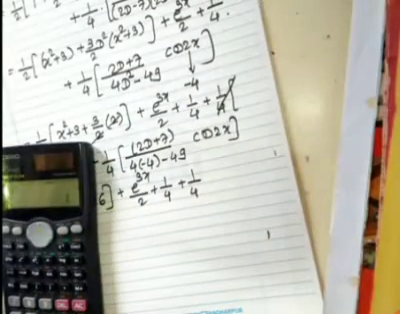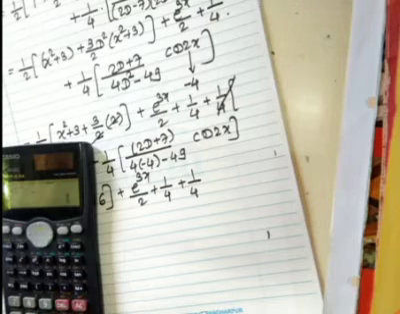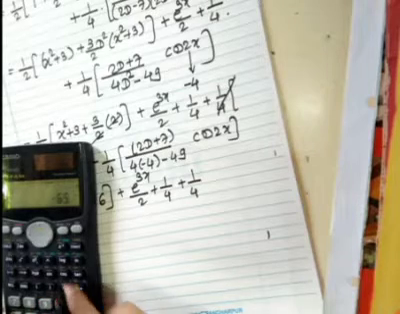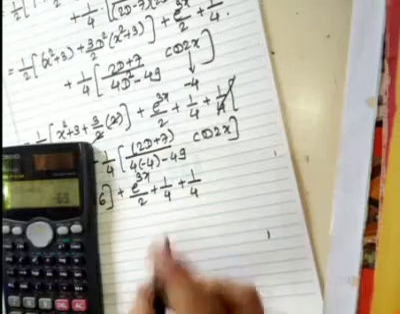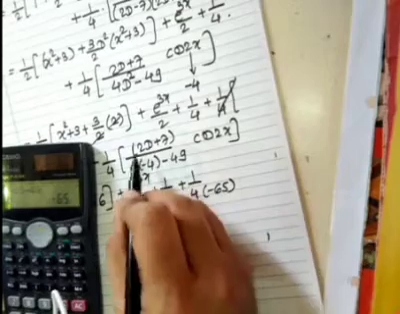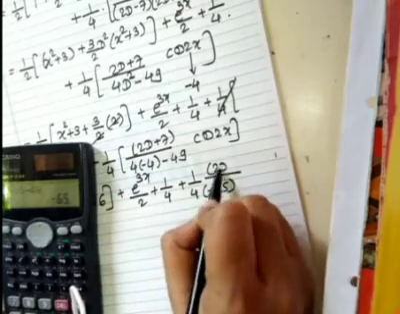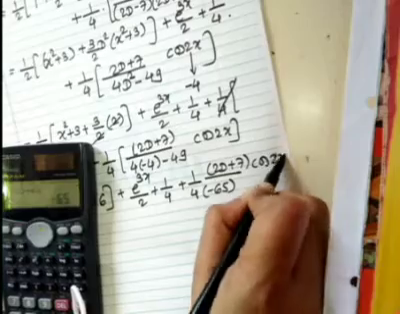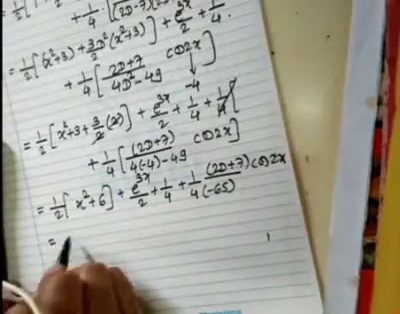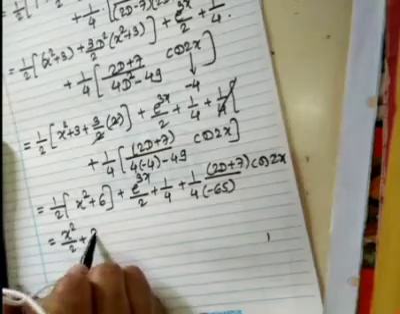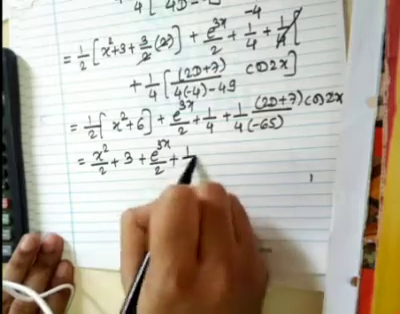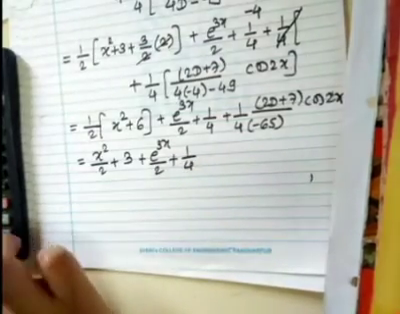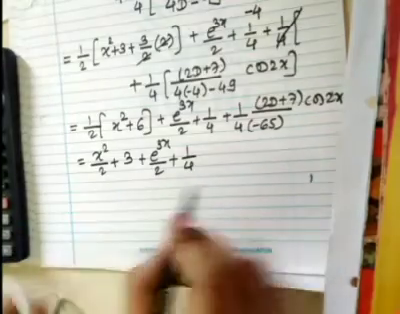Minus 16, sorry, minus 16 minus 49. It is minus 65. And 2d plus 7 into cos 2x. Okay, that is x square by 2 plus 6 by 2, that is 3, plus e raised to 3x by 2 plus 1 by 4. What is this? Minus 65 into 4, that is minus 260.